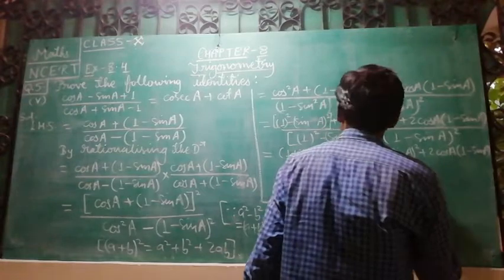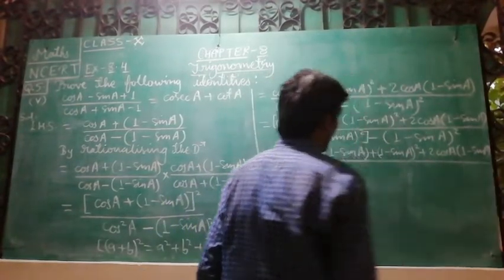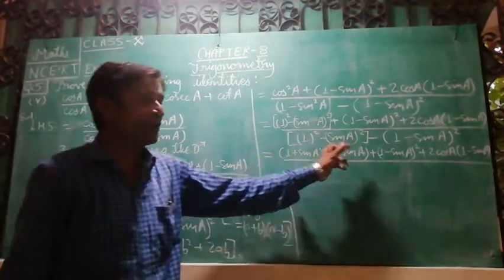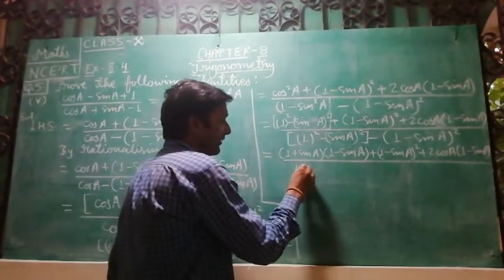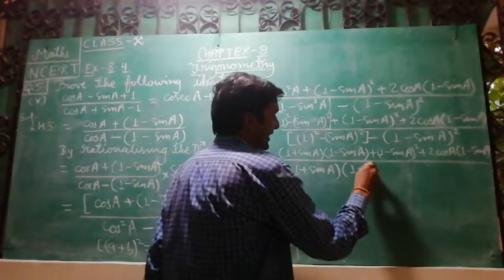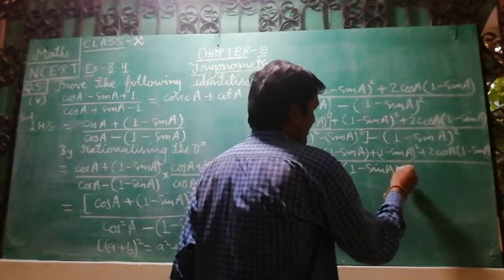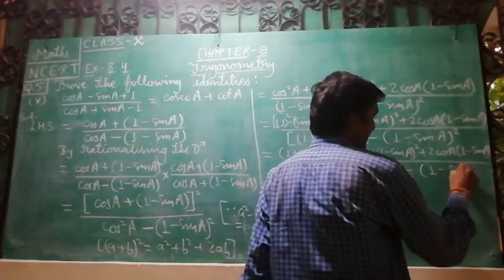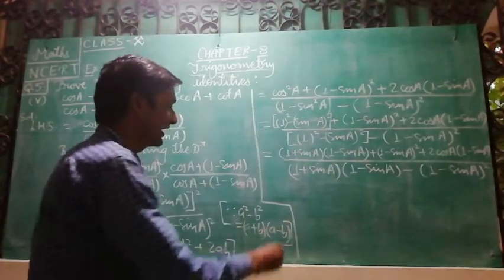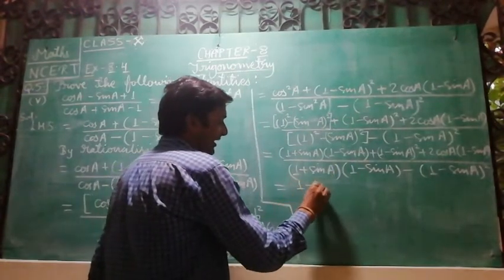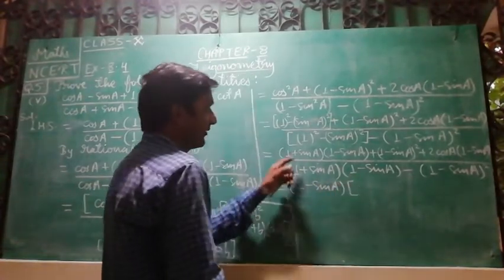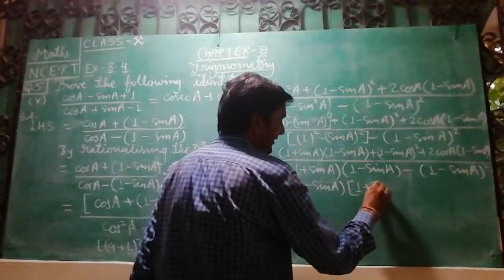Now what we can do? We can take 1 minus sin A common from numerator and denominator both, because this is also written as A square minus B square is equal to A plus B into A minus B. So this will also become 1 plus sin A into 1 minus sin A, and afterwards minus 1 minus sin A whole square. So what we can take common from numerator and denominator both? We can take common 1 minus sin A. So 1 minus sin A if taken common from the numerator, then 1 plus sin A is remaining here.